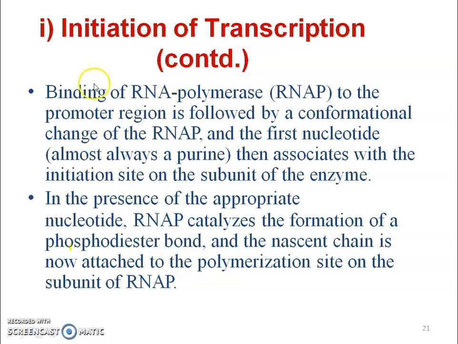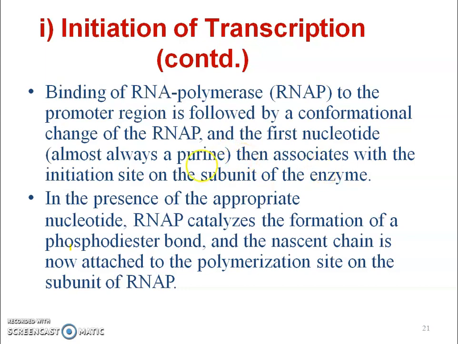So I was telling you that the binding of the RNA polymerase to the promoter region is followed by a conformational change of the RNA polymerase and the first nucleotide. That means when the promoter region binds with the RNA polymerase, there will be a change in the RNA polymerase, and the first nucleotide, which is always a purine, will be associated with the initiation site on the subunit of the enzyme.